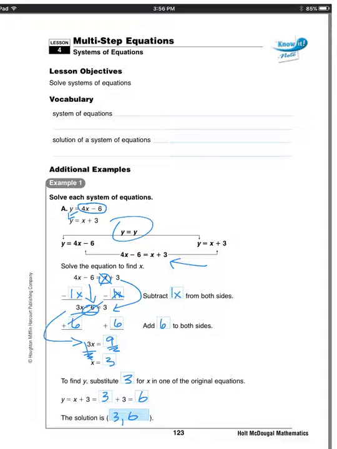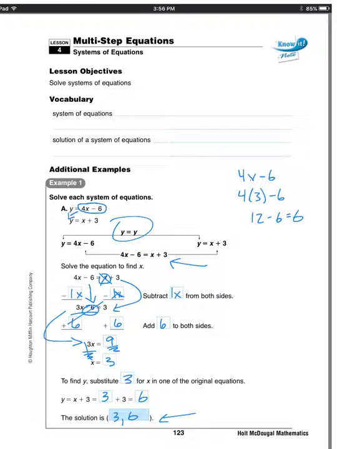Now look, if we use 4x minus 6 and we put 3 in for x, we would get 12 minus 6 and get 6. So you can substitute 3 in for either equation, and as long as you do the math right, you'll get the right answer. The important thing for your solution is that you put your x answer first, and then your y answer second.